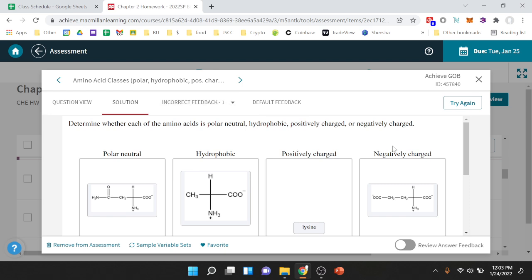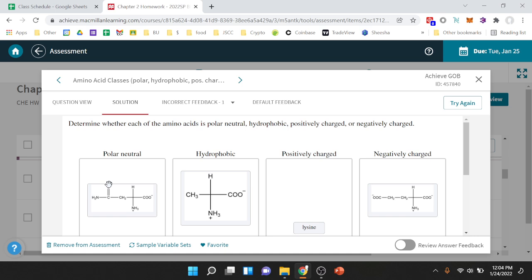But for example, negatively charged, these always cancel out, right? The amine and the carboxylic acid will always cancel out. So what you're looking at is always the side chain. And so is the side chain an acid, base, or is it hydrophobic, which means it doesn't have a group that loses a hydrogen, right? Like CH3.